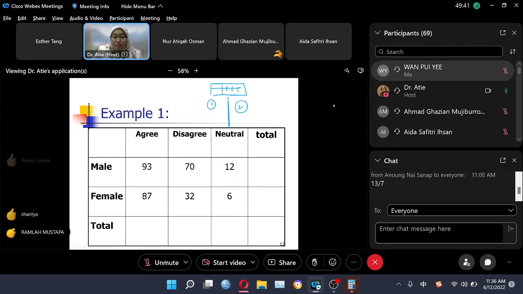All right, so the next step, using the original table, I just want you to write here the letter E. We want to find the values of E for each cell, for each box. Before that, we need to calculate all the totals. For the first one, for male, for example, we need to add 93 plus 70 plus 12. So what do we get? Kaisa, can you give me the answer?